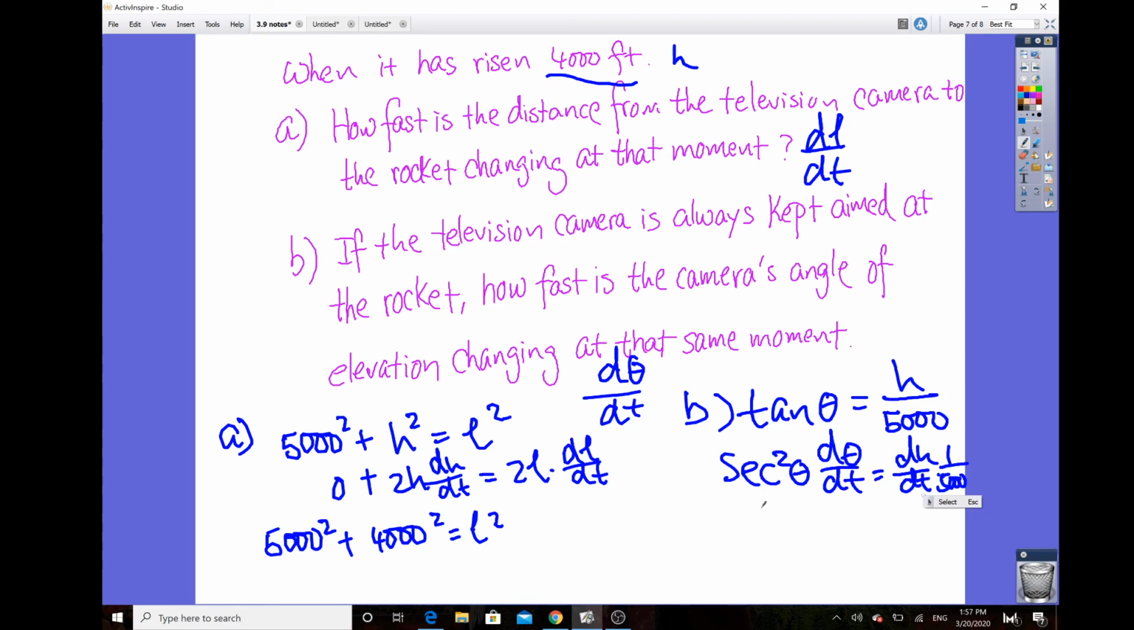And for those of you wondering how to solve for theta, all you need to do is take the inverse tangent of h over 5,000. Again, h, the height of the rocket ship, is 4,000. So 4,000 over 5,000, which is 4/5. Once you get that angle theta, all you need to do is plug in a number, plug in dh over dt and the rest of the elements, and then just solve for d theta over dt.